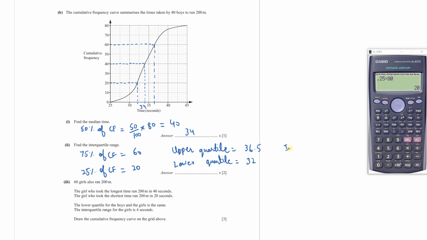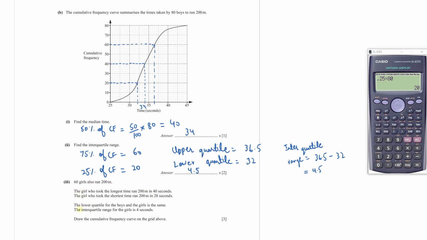So interquartile range will be simply the difference, 36.5 minus 32, which is 4.5. So interquartile range is 4.5 seconds. Part 3 is 60 girls also run 200 meters. So the girl who took the longest time to run 200 meters is 40 seconds, and so on. So draw the cumulative frequency curve on the grid above.